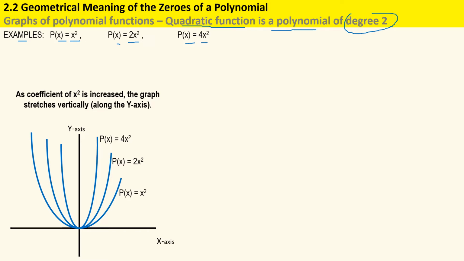So we see that as we are increasing the coefficient of x square, the graph is stretching vertically. From x square, where the coefficient is 1, to 2x square, where the coefficient is 2, the graph is moving inwards, stretching along the y-axis. And then when we make the coefficient from 2 to 4, the parabola is compressed, or is stretching more vertically along the y-axis.